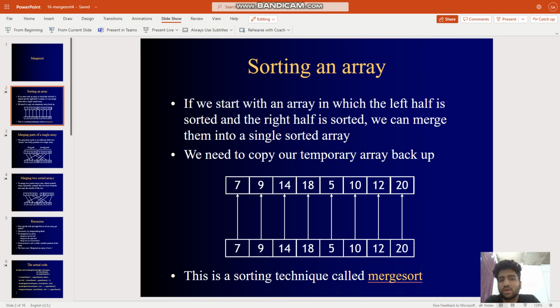First of all, what is sorting an array? If we start with an array in which the left half is sorted and the right half is sorted, we can merge them into a single sorted array. We need to copy our temporary array backup. This process is called merge sort. An example has been given.